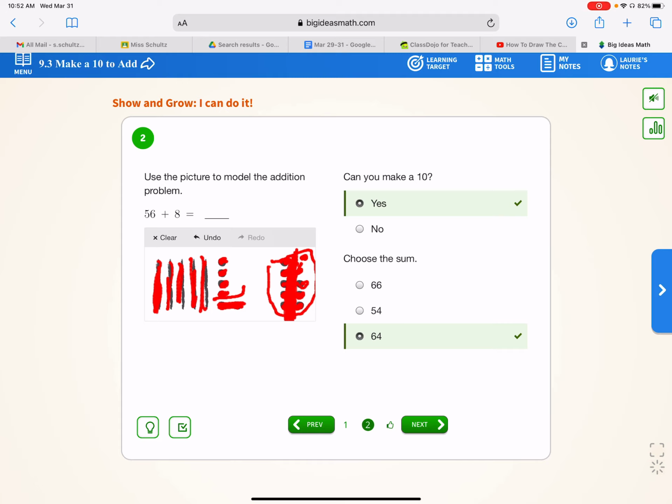And that was just a little brief overview of 9.3, but if you're confused about this, let me know, and I'll be more than happy to help you out.